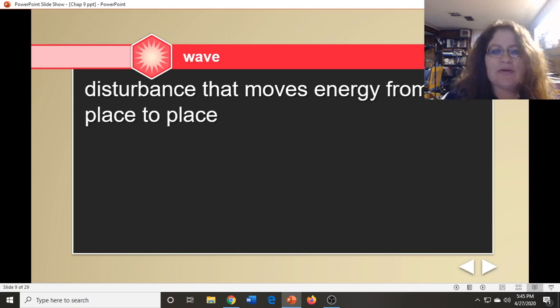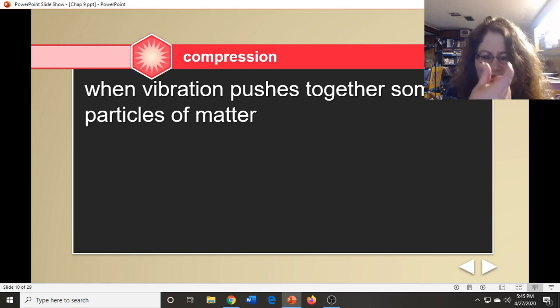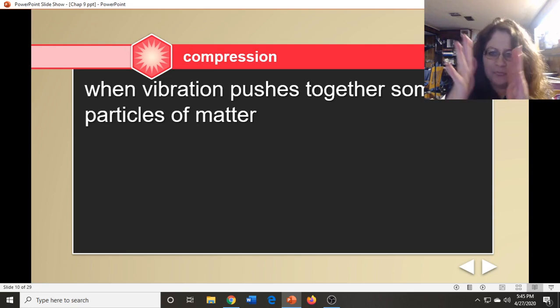Okay, the next thing you're going to do is fill in the definition of a compression. It is underneath of a wave. It's broken into two boxes, compression, rarefaction. The compression is when vibration pushes together some particles of matter. When the part of the slinky, which is our demonstration, when they're close together, that's a compression. Go ahead and write that in the purple box for compression.